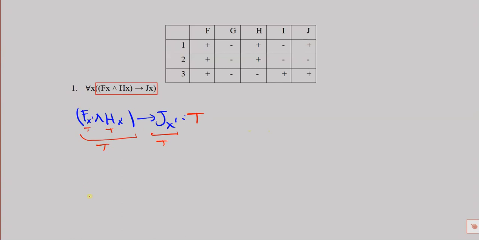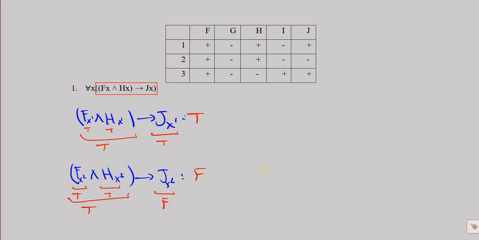Now, that is not enough to make the universal true. Every object needs to satisfy the thing in the box. So we move to the second object. Does the second object satisfy the thing in the box? So we're going to have Fx, this time x refers to object 2, and Hx, where x refers to object 2, arrow Jx. So let's see. Well, object 2, as you can see here, is in the extension of F, so this is going to be true. It's also in the extension of H, so this is going to be true. So the whole antecedent is going to be true. But object 2 is not in the extension of J, as you can see here. So this is going to be false, and true arrow false gives us false.